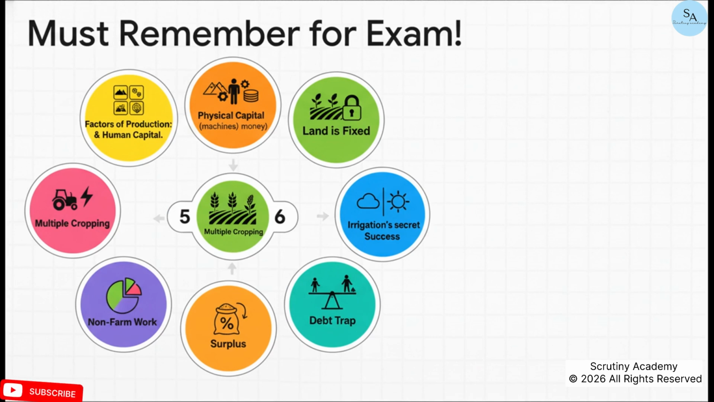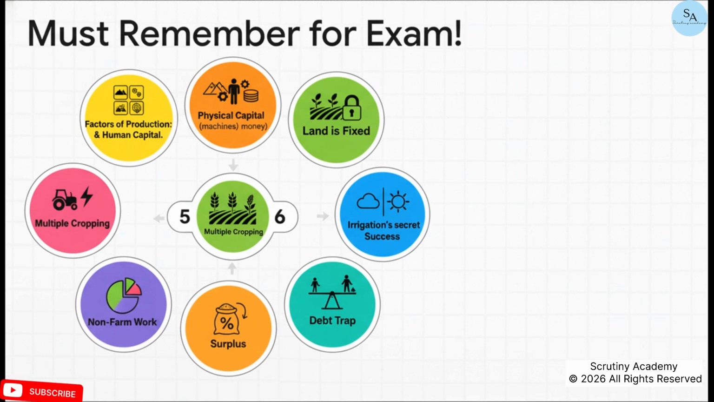1. Factors of production are land, labor, physical, and human capital. 2. Physical capital breaks down into fixed and working. 3. The land area is fixed. You can't change it. 4. So the answer is multiple cropping. 5. Kharif is rainy season, Rabi is winter season. 6. The key to success? Irrigation and electricity. 7. Land distribution is super unequal.